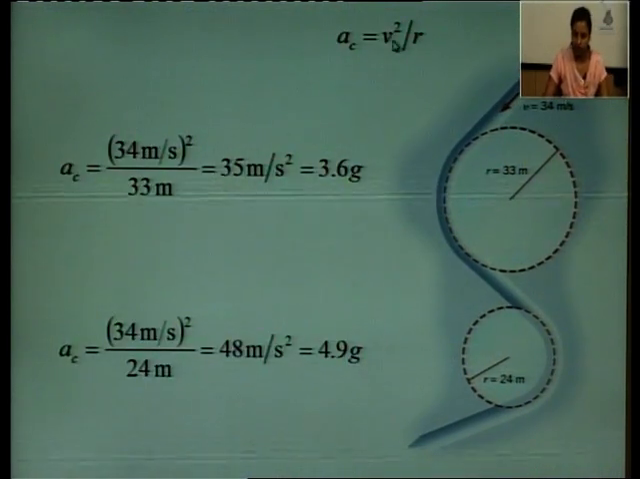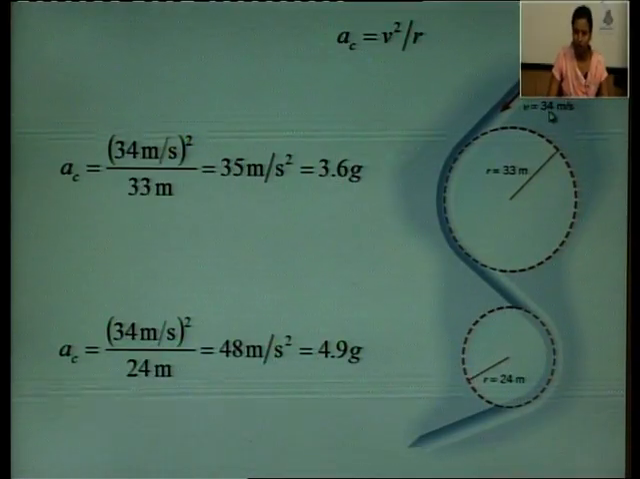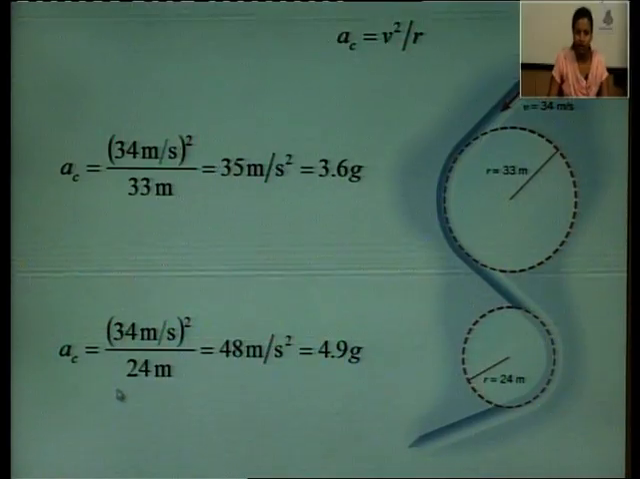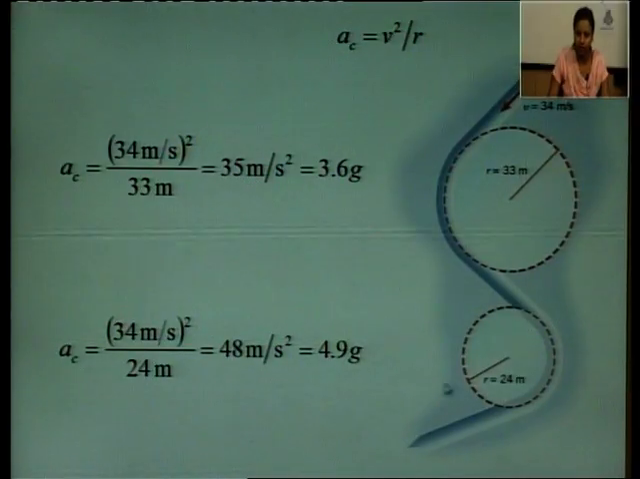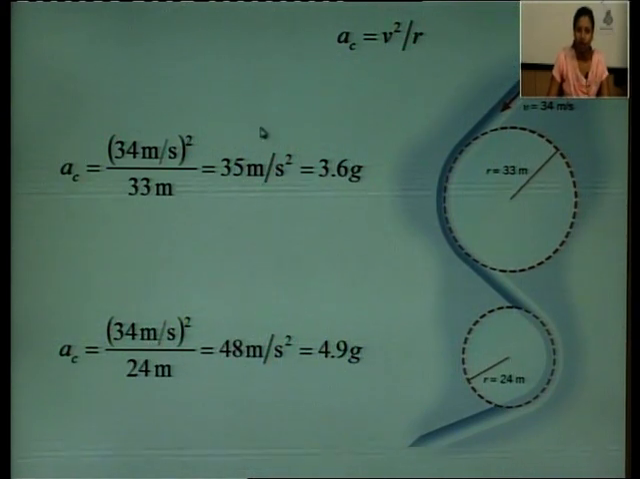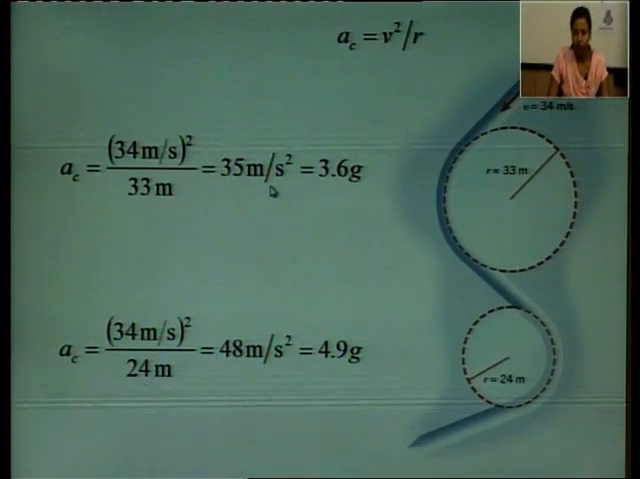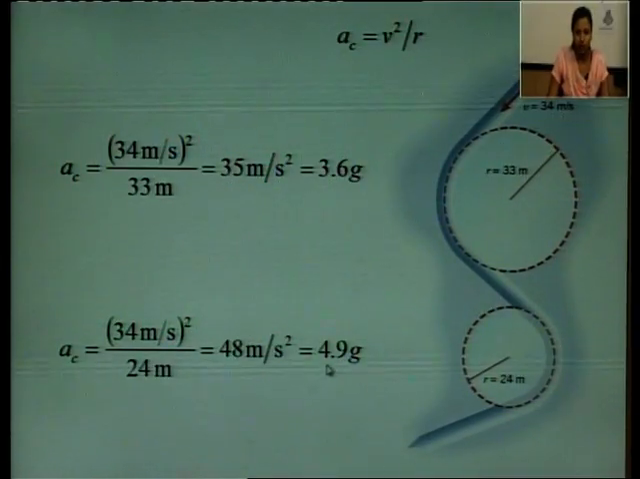So in the first, centripetal acceleration is v square upon r. V is 34. Here the body is moving with the same speed while the radius for the first circle is 33. So ac is 35 meter per second square and in the second case ac is 34 square upon 24, it is 48 meter per second square. But we need to define this in terms of g. So after dividing this by 9.8, it becomes 3.6 g. Similarly for this, 4.9 g.